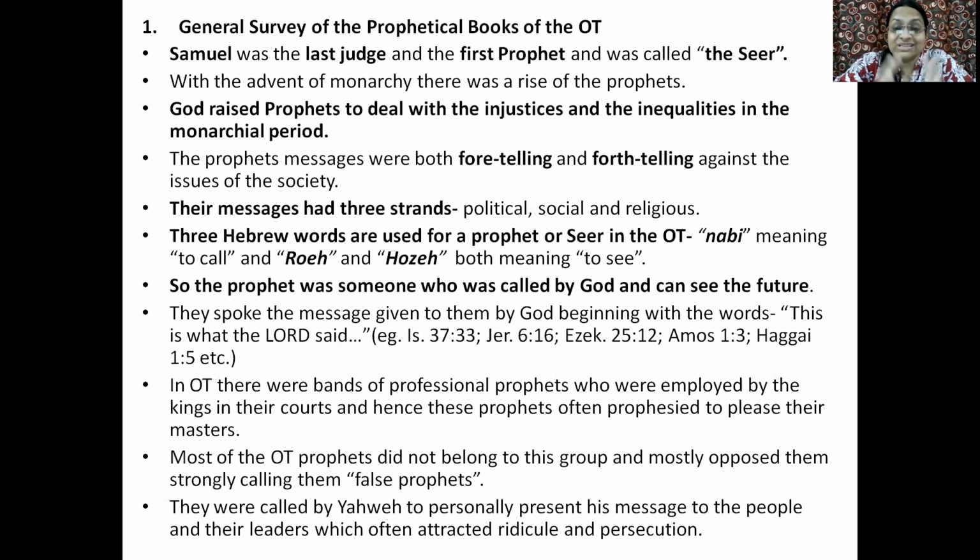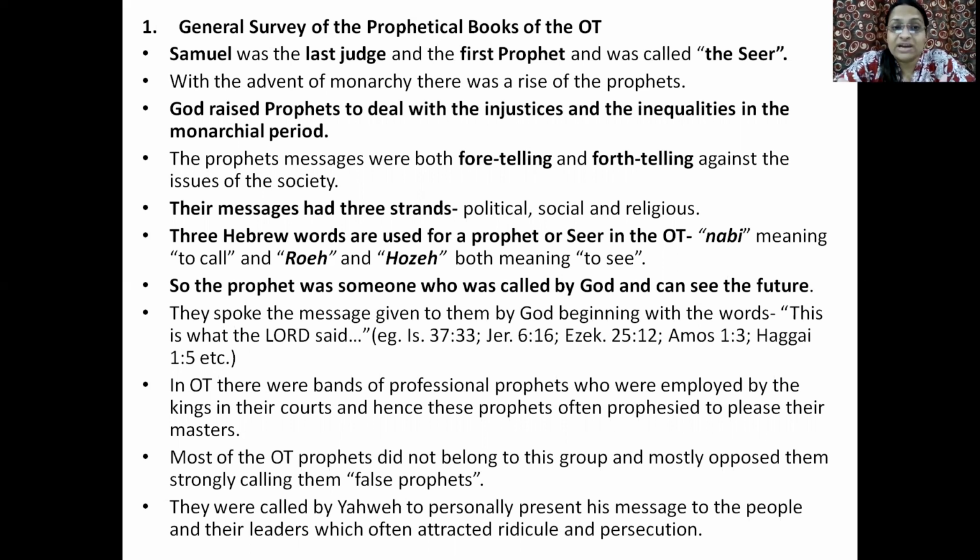Samuel was the last judge, as we have already seen, and he was the first prophet, and he was also called the seer. He was very well known as a seer. If you remember, when Saul was going to look for his donkey, somebody told him that there is a seer. It's not a prophet; he was called a seer. So we have to understand that Samuel was a seer, somebody who sees. So Samuel was the last judge and the first prophet, and he was called the seer.